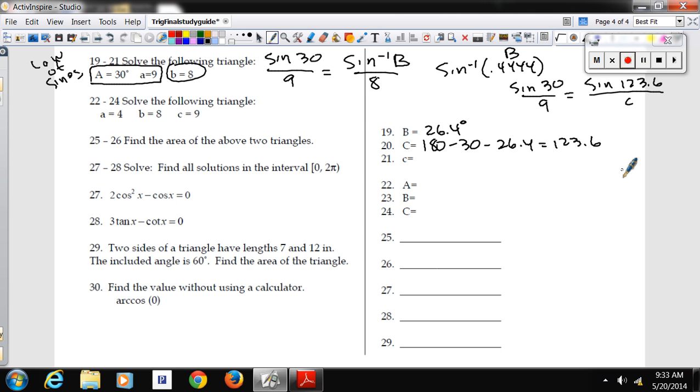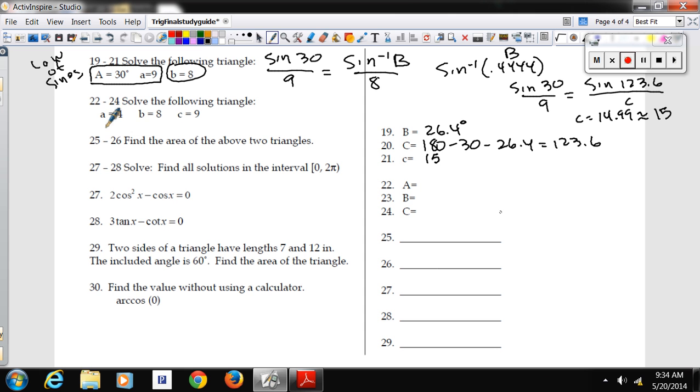And you're going to end up with 14.99, which we could actually round to 15. So little c is going to be 15. So there's the triangle completely solved. You've got all three sides and all three angles.